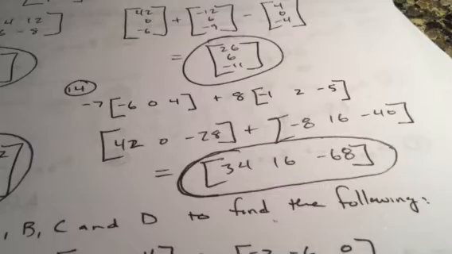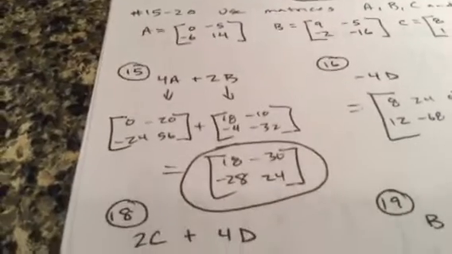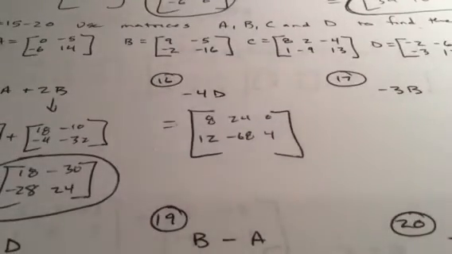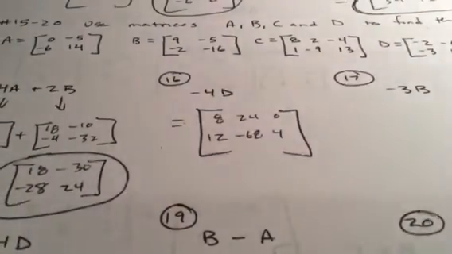Number 14, multiply the first one by -7, the second one by 8, then add them up. All right, 15, 4 times A, that's what 4 times A is. That's what 2 times matrix B is. Then add them up. 16, multiply D by -4. So take everything in D and multiply by -4. And that is it on that page.